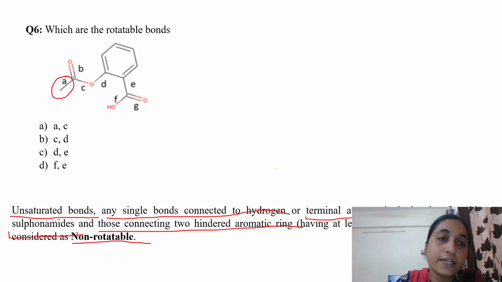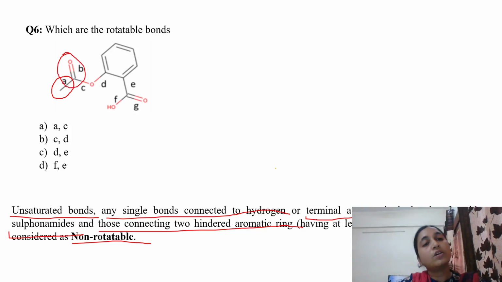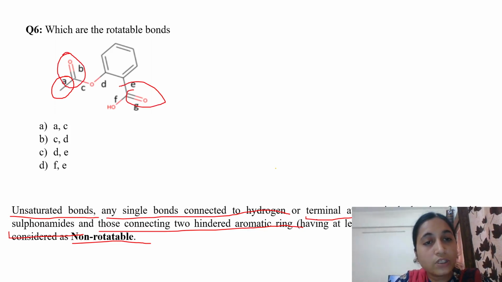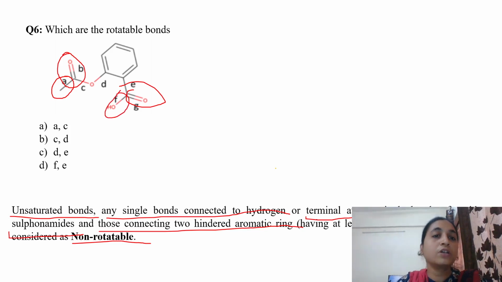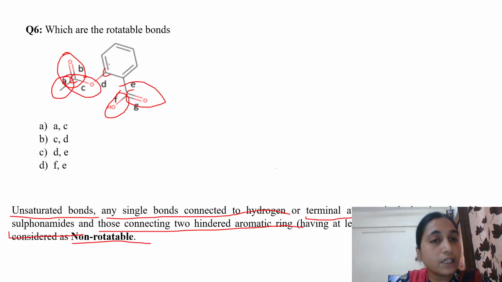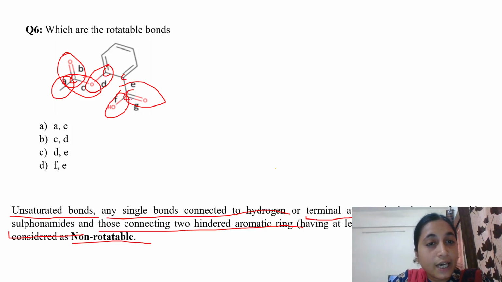And here this oxygen is connected with this carbon by a double bond. So this is also an unsaturated bond, so this is not a rotatable bond, and here also this is not a rotatable bond, and this also is not a rotatable bond. Now we will come to C. See here this carbon is connected with this oxygen by a single bond, so this will show the rotatable bond, and here this carbon is also connected with this oxygen by a single bond, so this is also a rotatable bond, and here this carbon is connected with this carbon by a single bond. So this is showing rotatable bonds.